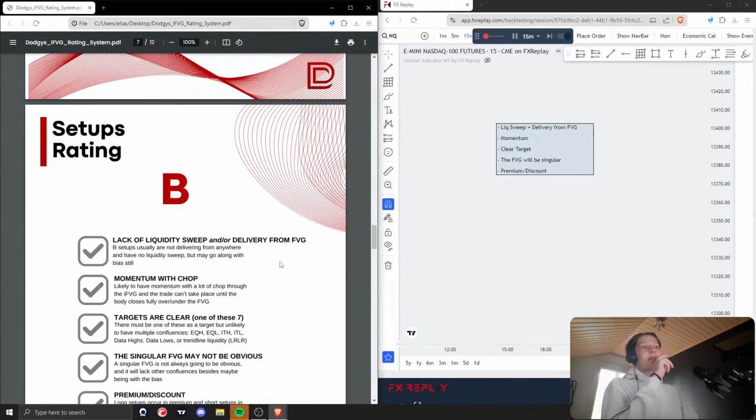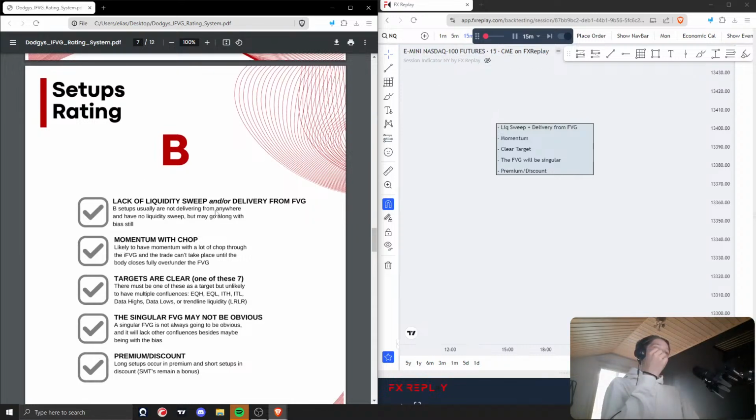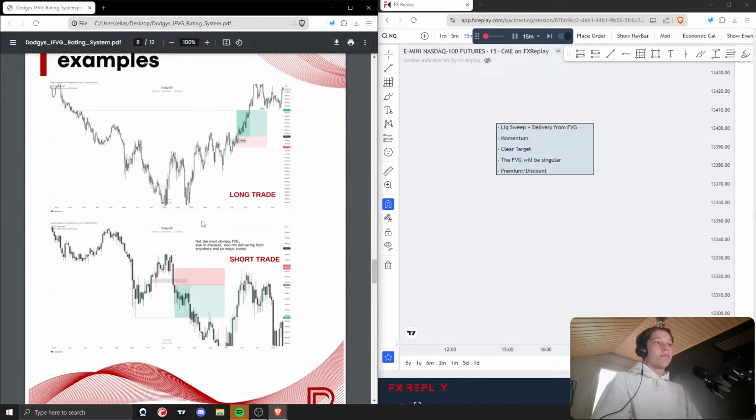And then when you look at the B setup, it's a lack of liquidity sweep and/or delivery from iFVG. So how are you taking a setup when it's not delivering from anywhere? It's not taking liquidity from nowhere.